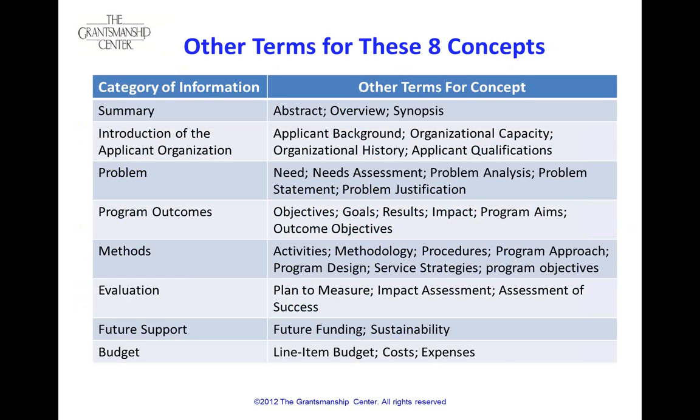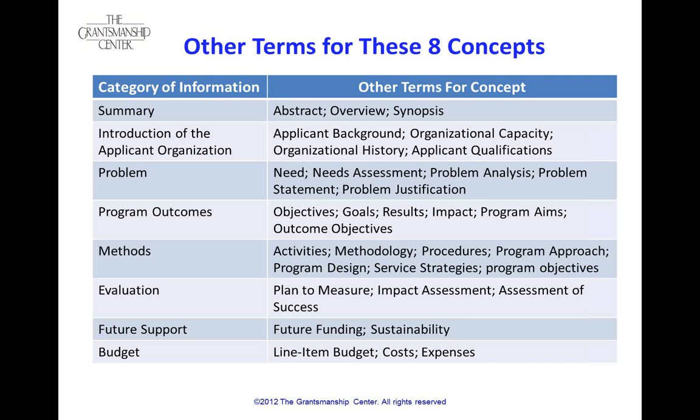One reason it can be difficult to interpret application guidelines is because the terms used by funders are widely variable. The category of information that we call the summary may be called an abstract, overview, or synopsis. The category of information describing the applicant organization may be called any number of things, including organizational history. What we call the problem may be called a problem statement or a needs assessment. Program outcomes may be called objectives, goals, results, impact, program aims, outcome objectives.